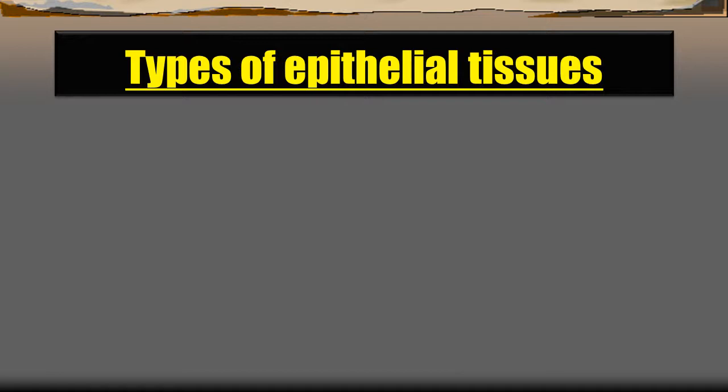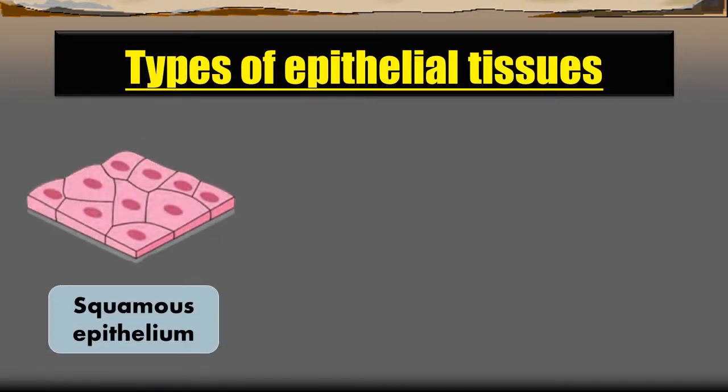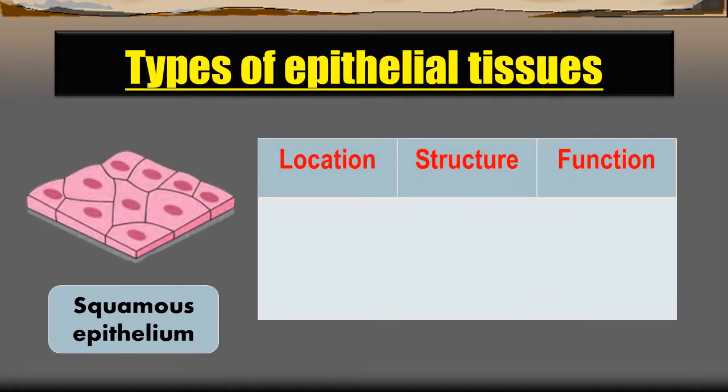Now let's see the types of epithelial tissue. These are the types, let's study them one by one. The first type is squamous epithelium. This is the structure of squamous epithelial tissue. Let's see the location, structure and function one by one. Its location is the inner surface of the mouth, esophagus, blood vessels and alveoli. The esophagus is a tube which connects the throat to the stomach.